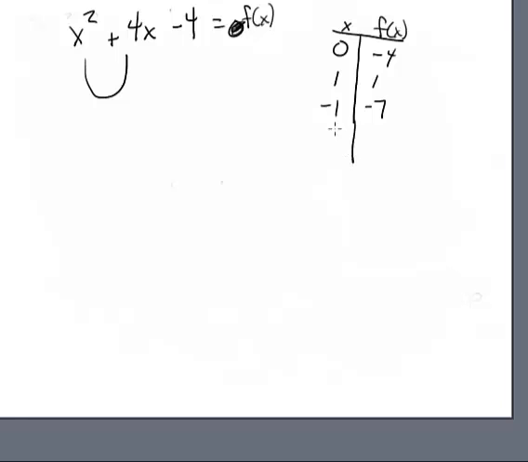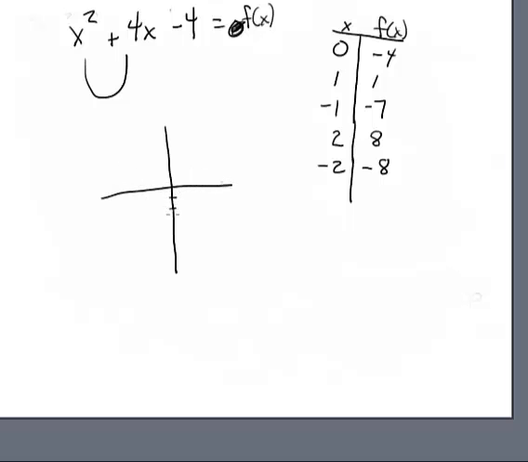If I put 2 in, 2 squared is 4, plus 4 times 2 is 8. So 4 plus 8 is 12, minus 4 is 8. Oh, I'm sorry. Yes, 2, 8. All right, let's try negative 2. If I put negative 2 in here, I get 4 minus 8, which is negative 4, minus 4 is negative 8. All right, let's just kind of see what that looks like already. See if it's beginning to take form.